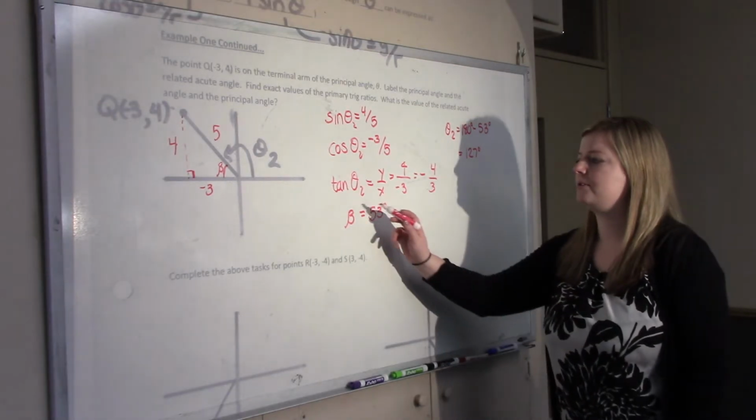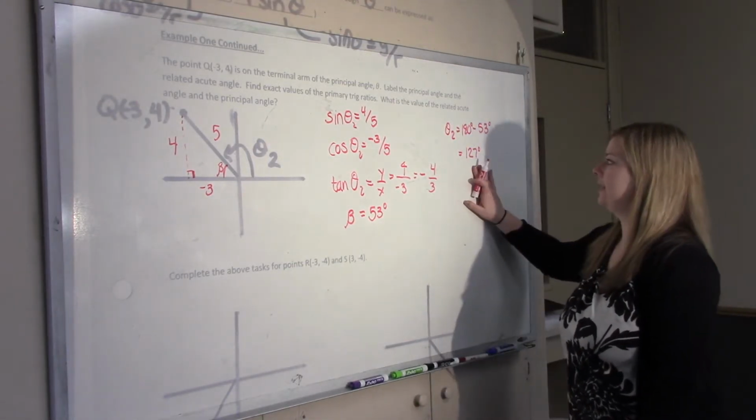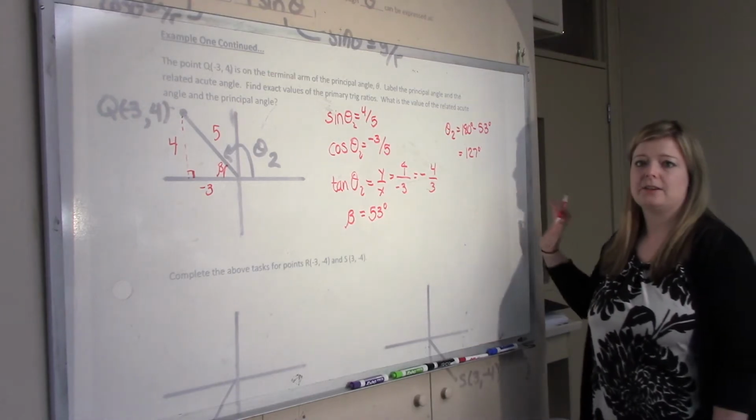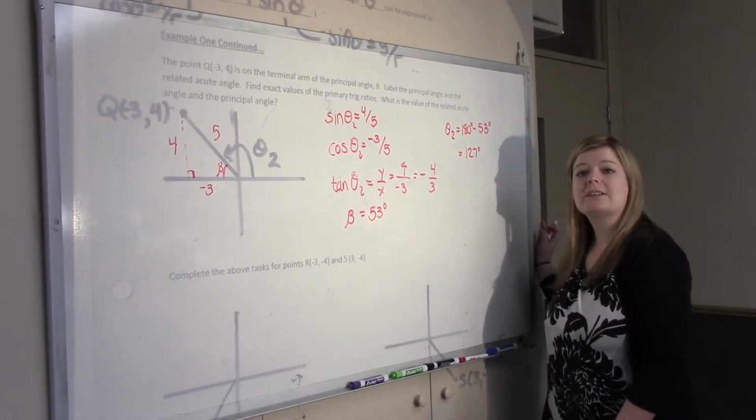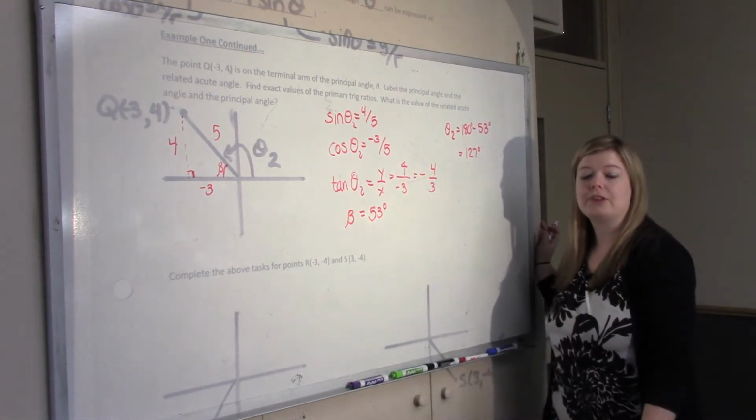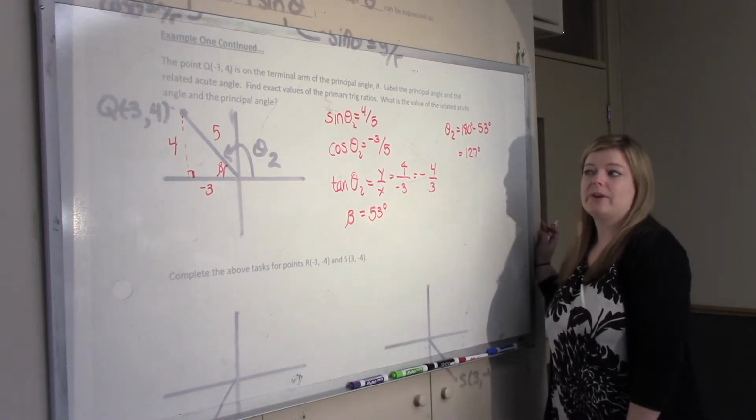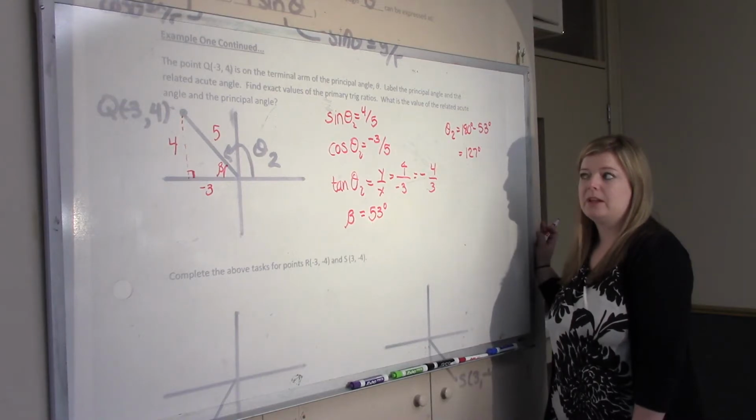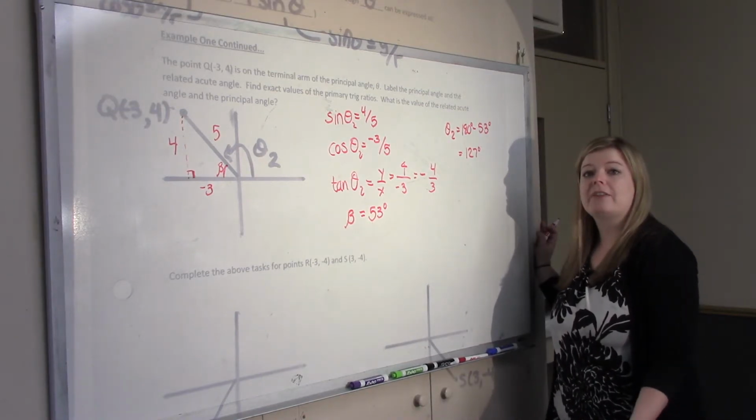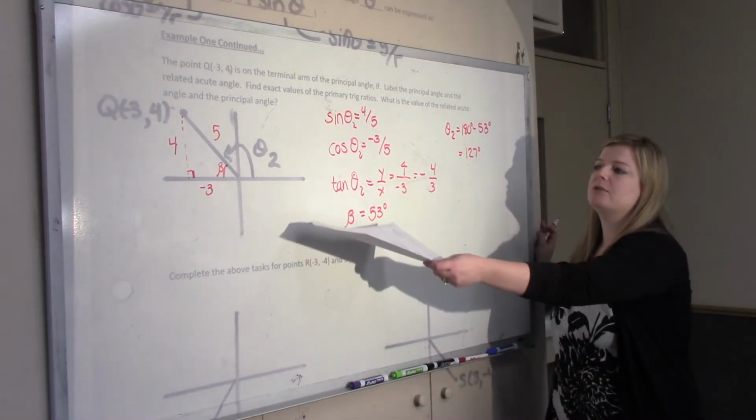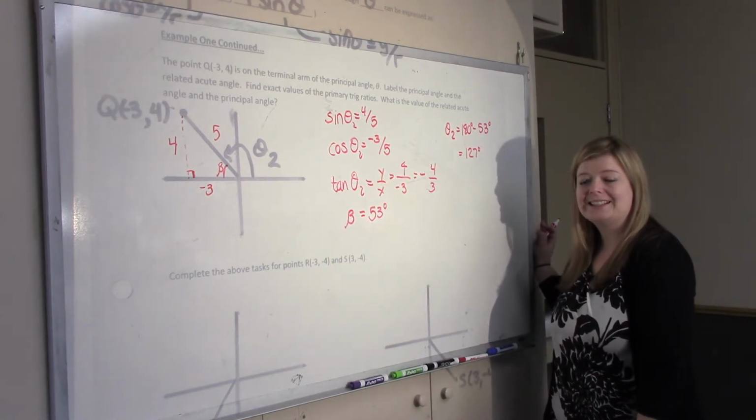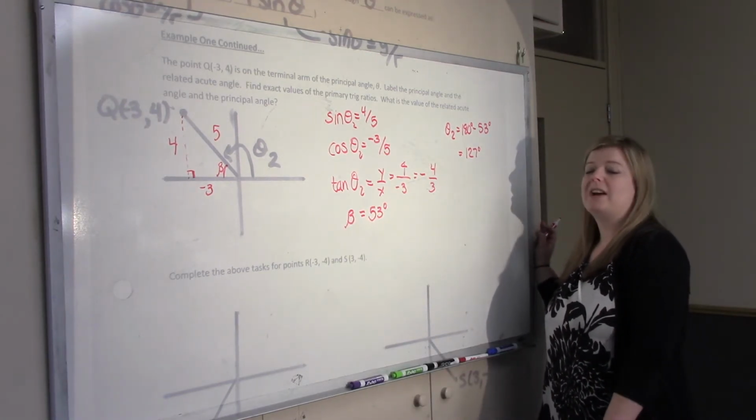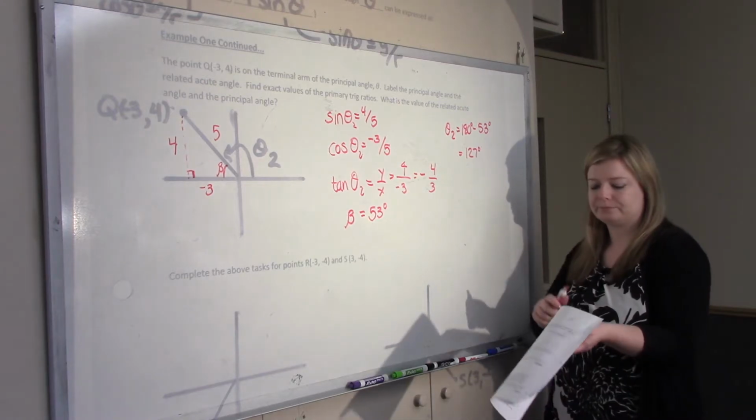So there you have it. You actually have to use the related acute angle to find this 127 degrees. If you find the inverse sine of 4 over 5 and put that into your calculator right now, it will give you 53 degrees. It won't give you 127 degrees. So your calculator helps you find the related acute angle, but you have to use your knowledge of the Cartesian plane to help you find the actual principal angle.